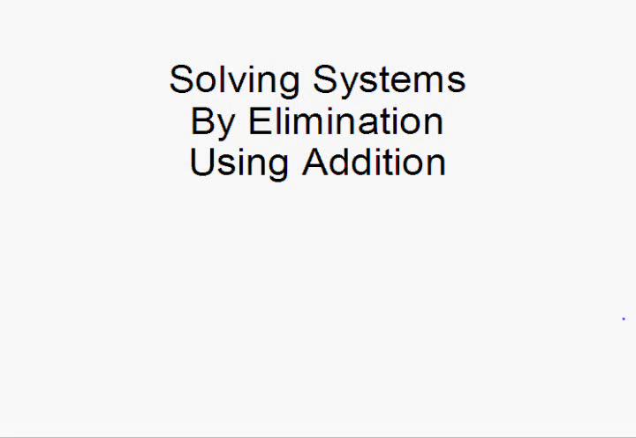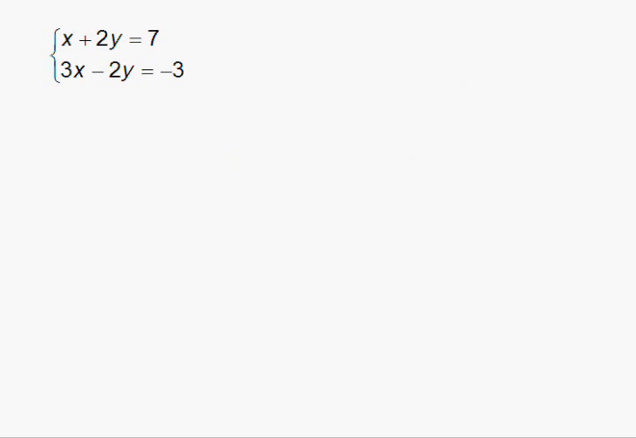This lesson is on solving systems by elimination using addition. Let's solve the system x plus 2y equals 7 and 3x minus 2y equals negative 3.